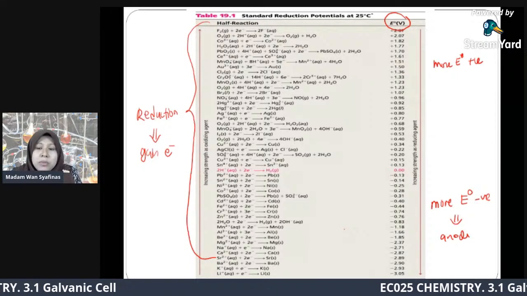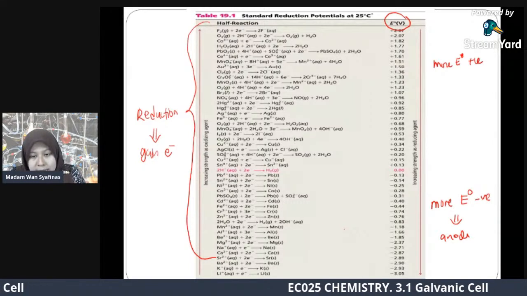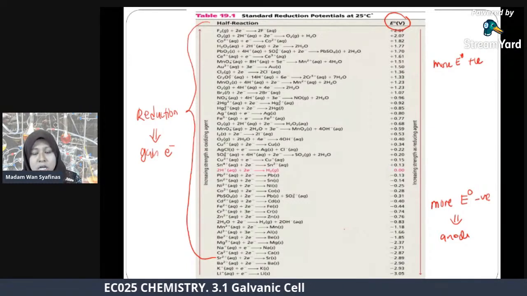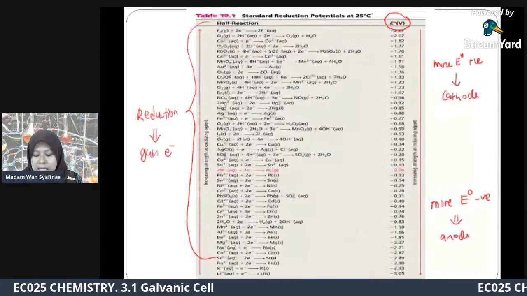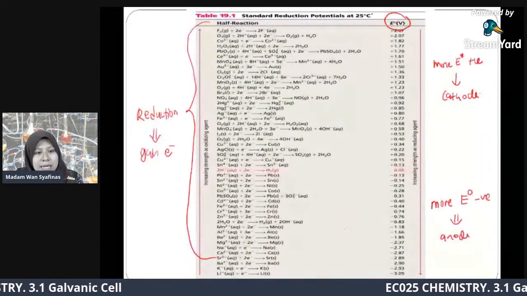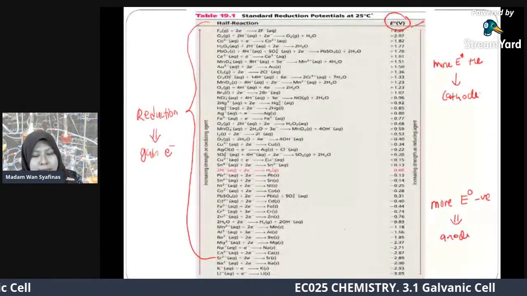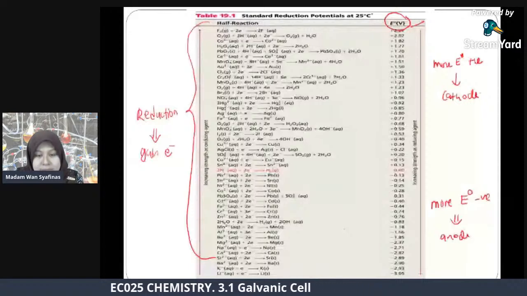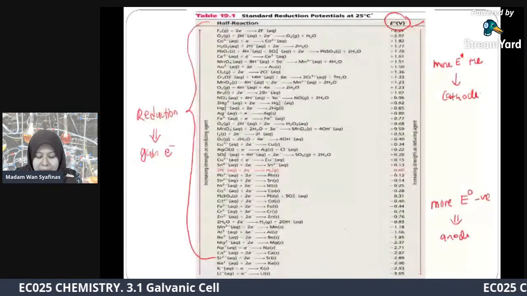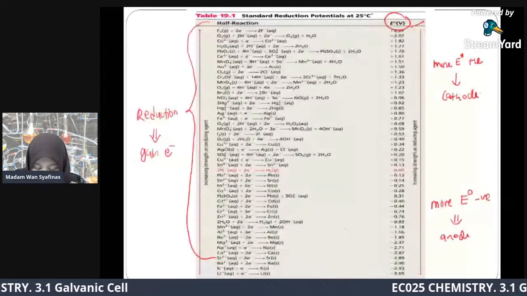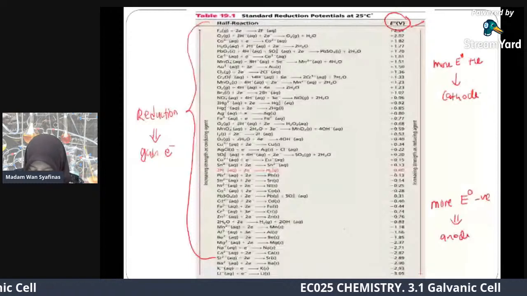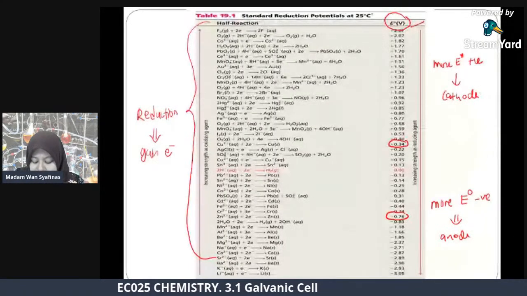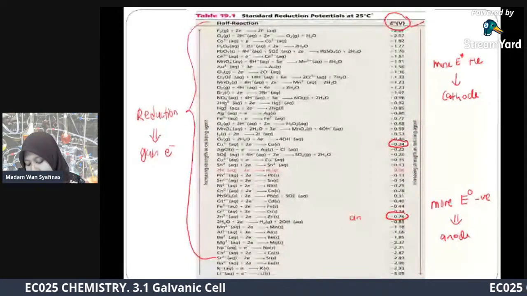Because when we look at the example of zinc and copper earlier, we want to know which is the anode and which is the cathode. So you have to refer to the E0 value. If the E0 value is more negative, for example zinc has negative 0.76, compared to copper, which has positive 0.34. So the more negative value will be at the anode, and the more positive value will be at the cathode.